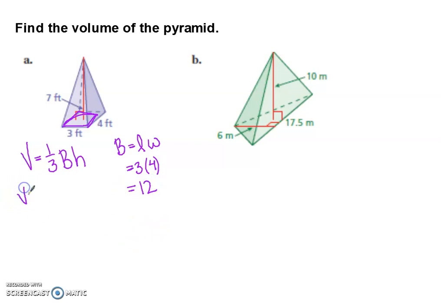Next thing we're going to do is substitute. 1/3 the area of the base times the height. Now you'll evaluate. Use a calculator. 1/3 of 12 is 4, and 4 times 7 is 28.